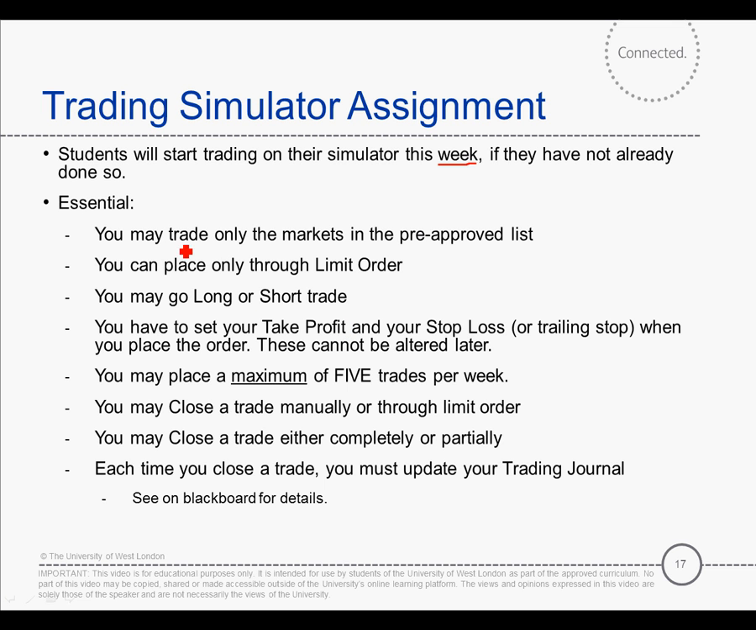Essential things to note is that you can only trade from the pre-approved list. Okay? What does that mean? On Blackboard, you're told these are the markets that you can trade in, and those are the only markets you can trade in. You cannot trade in any other markets than those pre-approved, and this is specified on Blackboard. The second is you can only place limit orders.